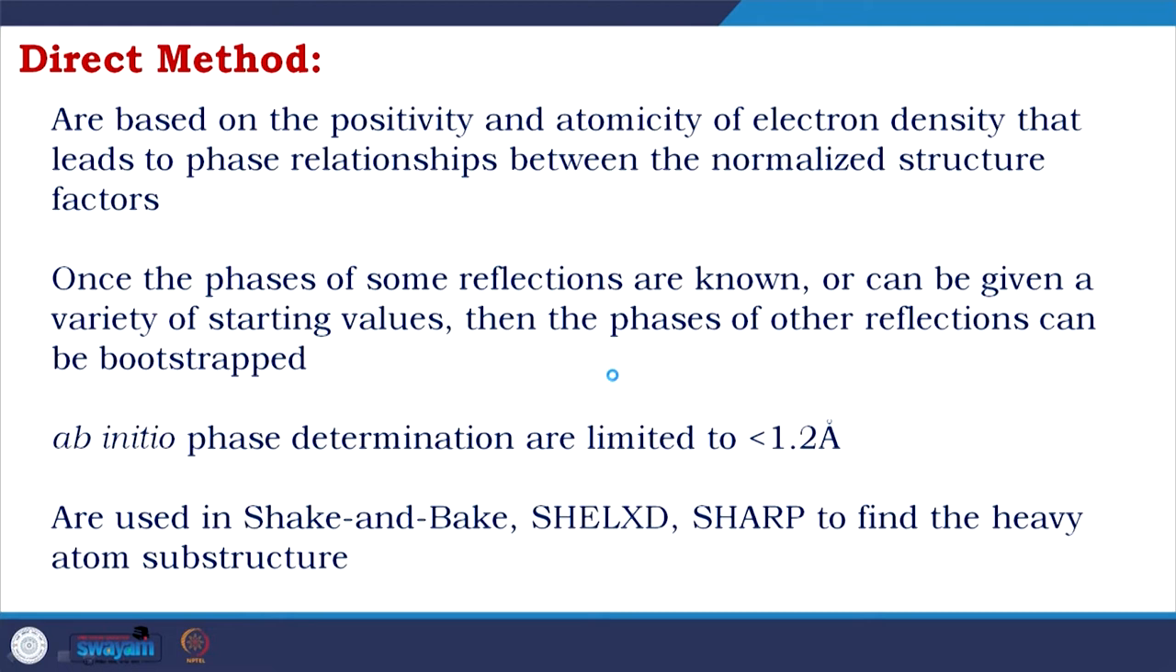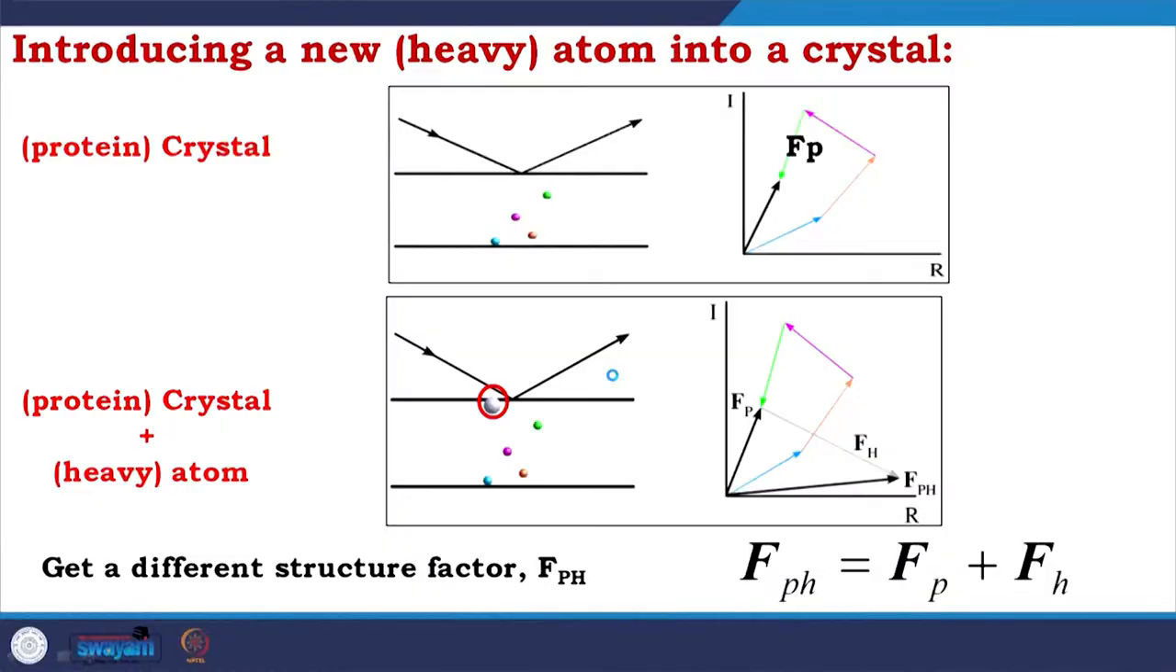But you also remember that the direct method would help you in protein structure determination also. So, they are used in SnB, SHELXD, SHARP to find the heavy atom substructure. Why? As I told, when the intensity is very high, then it is possible to correlate. For heavy atoms, first we know the atom, we know the chemistry, and we know they are very different from the protein contents, the carbon, nitrogen and oxygen. So, we could get the identity of their information.